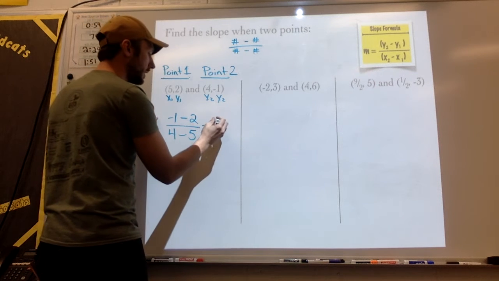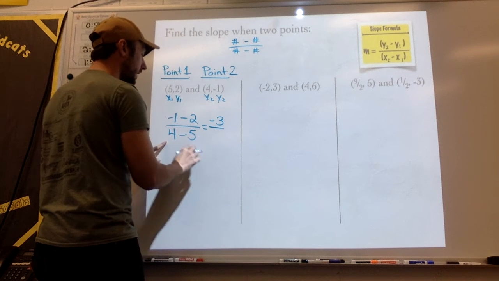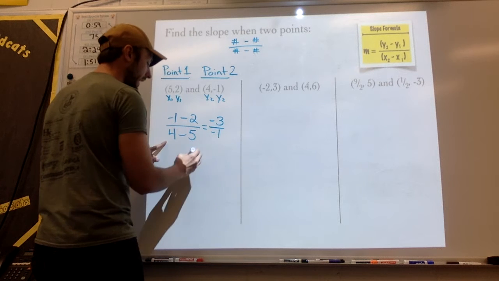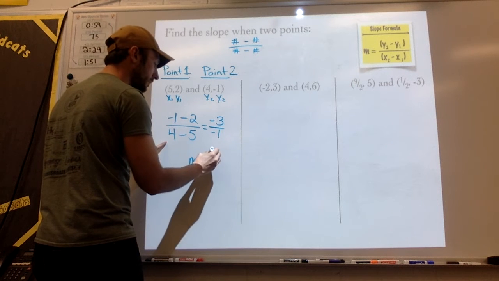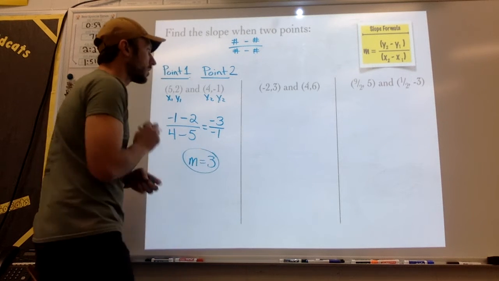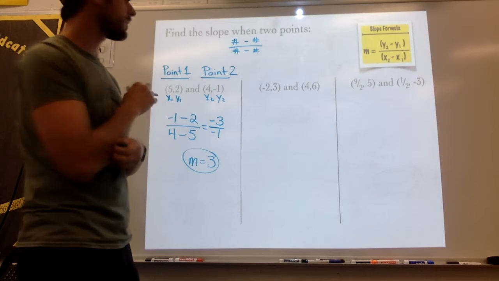-1 minus 2 is -3. 4 minus 5 is -1, and a -3 over a -1 is a +3. So we know our slope between those two points is 3.